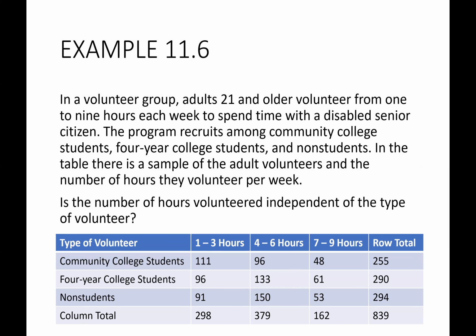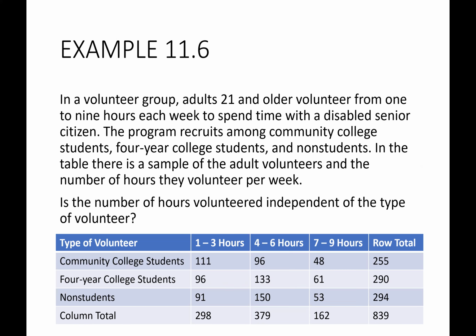In a volunteer group, adults 21 and older volunteer from 1 to 9 hours each week to spend time with a disabled senior citizen. The program recruits among community college students, four-year college students, and non-students. In the table, there's a sample of adult volunteers and the number of hours they volunteer per week. Is the number of hours volunteered independent of the type of volunteer?